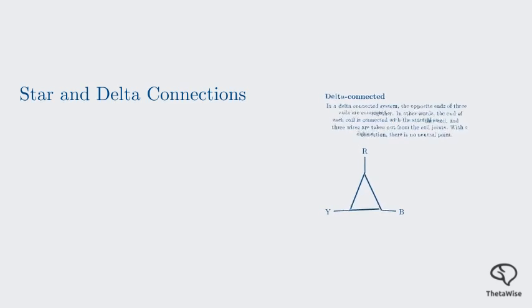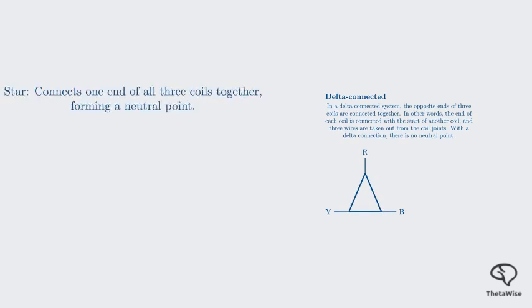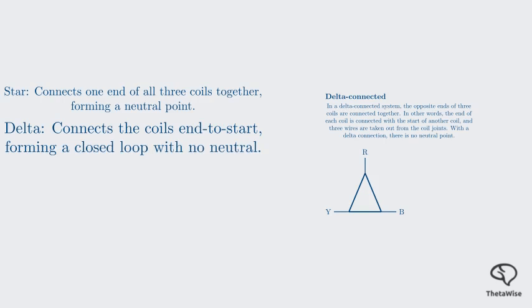Next is the delta connection. In this configuration, the opposite ends of the coils are connected together to form a triangle. The end of each coil is connected to the start of another. The three wires are taken out from these joints. A key difference from star is that there is no neutral point in a delta connection. Understanding this is crucial for the second rotor type. To recap, star connects one end of all three coils together, forming a neutral point. Delta connects the coil's end to start, forming a closed loop with no neutral.